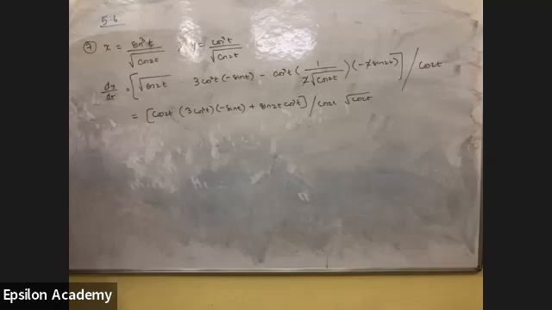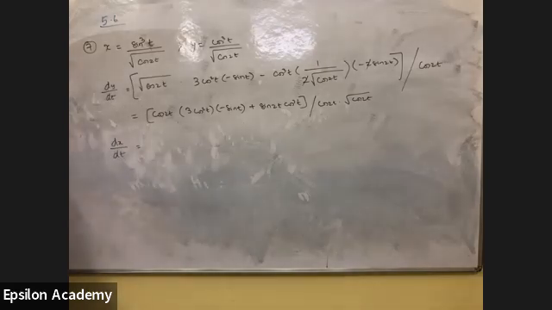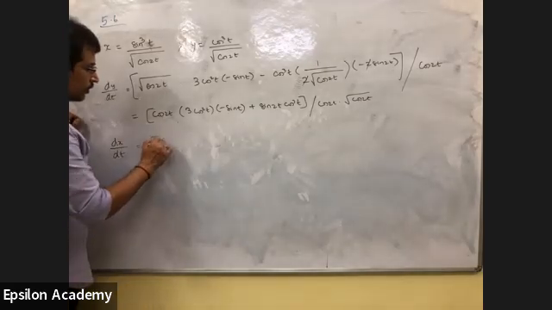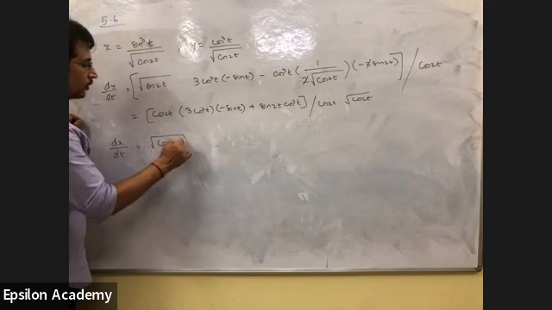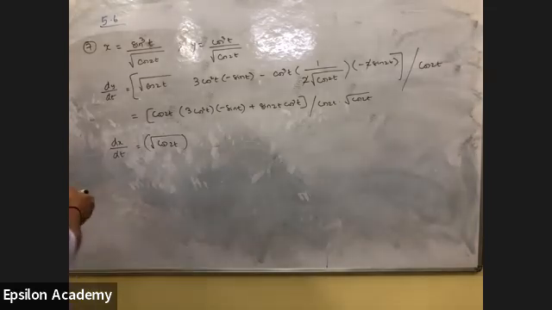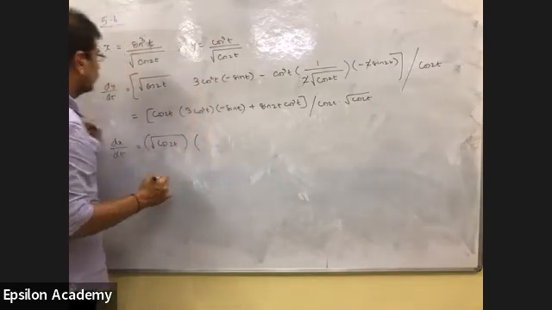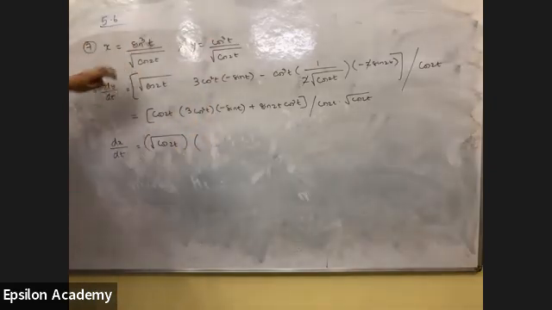Maybe we can take the cos square outside, right? We will do that when we write dy by dx. Okay. Now, what about dx by dt? Same logic. Root of cos 2t is running. Root of cos 2t.